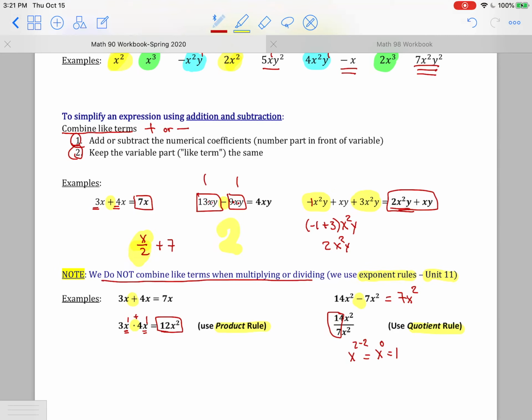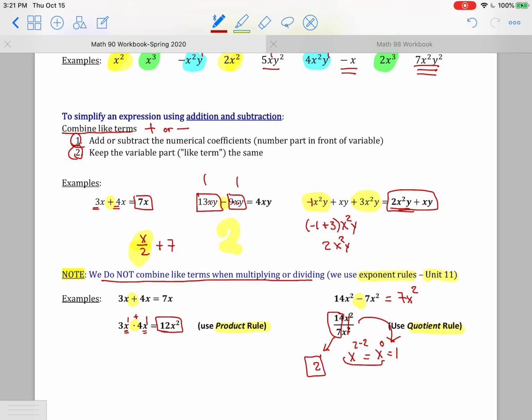That's a little bit hard to explain to you guys right now, but the best way to look at that is, anything divided by itself is just 1, right? So all of this explanation using the quotient rule tells us that that's just 1. But we know 2 divided by 2 is 1. X divided by x is 1. X squared divided by x squared is 1. So in the end, this is just a 2. More on that in Unit 11.